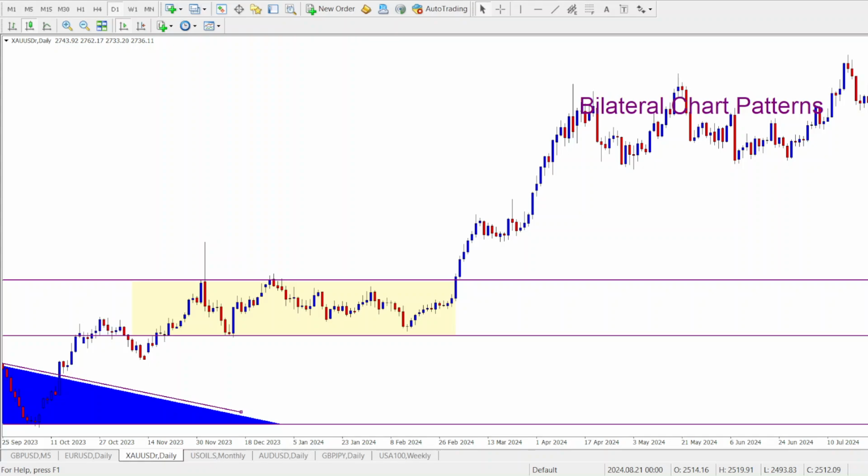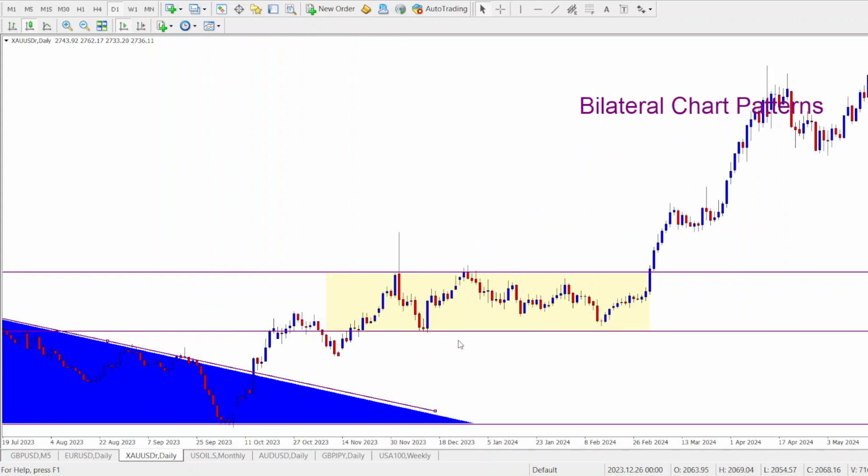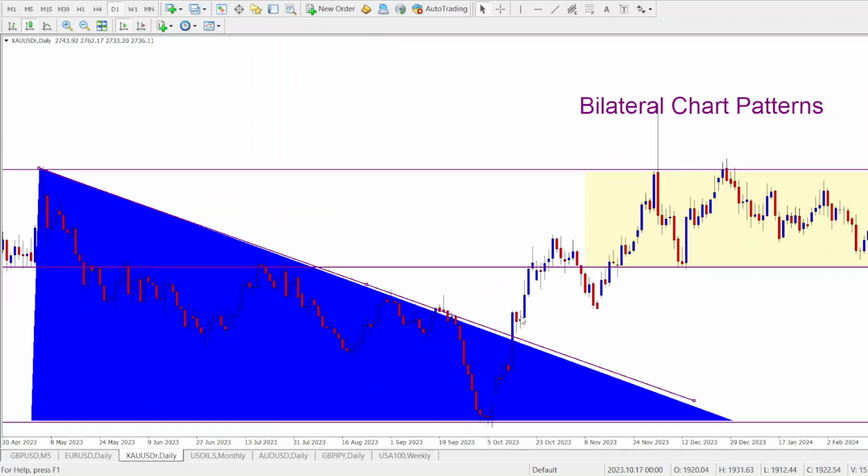Now that you know how to identify these patterns, how do you apply them in your trading? Consider setting your entry point just above the upper trend line of a bullish breakout. For example, we had a bullish breakout here and we had a retest, as you can see. So you can just enter your buy trade after the retest, and then your stop loss can be just below the breakout point.